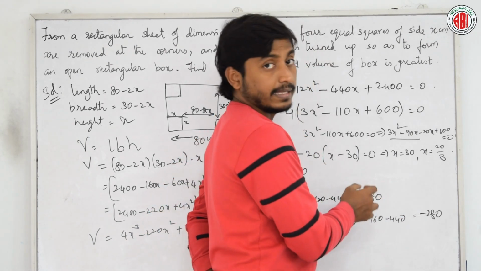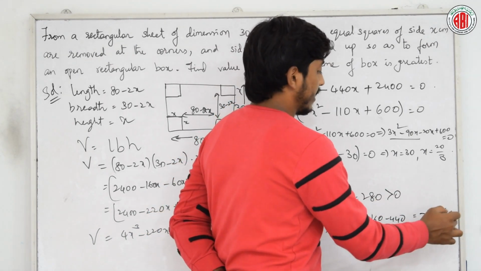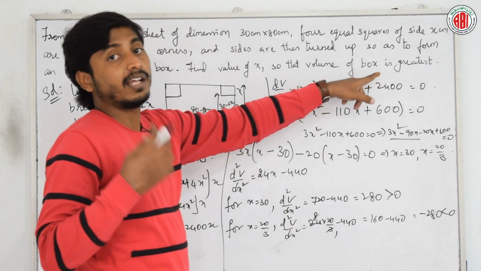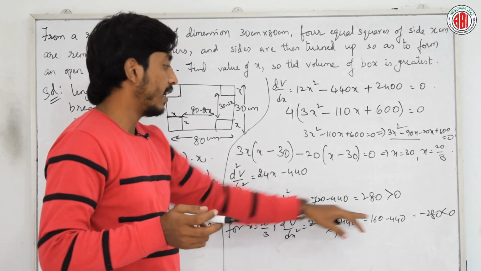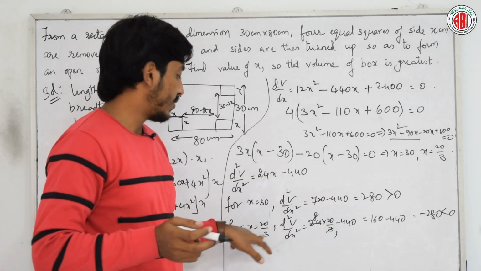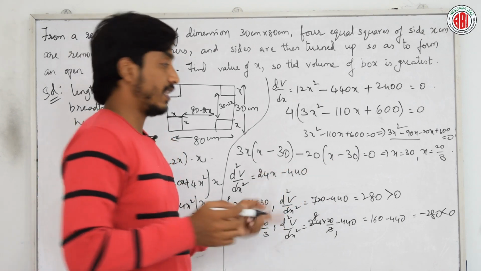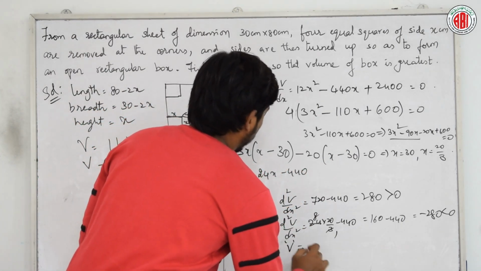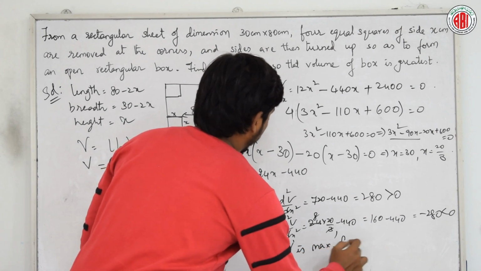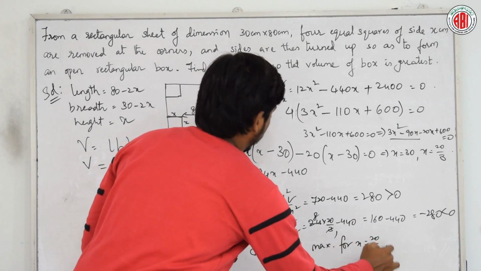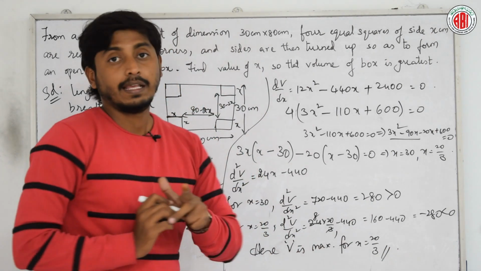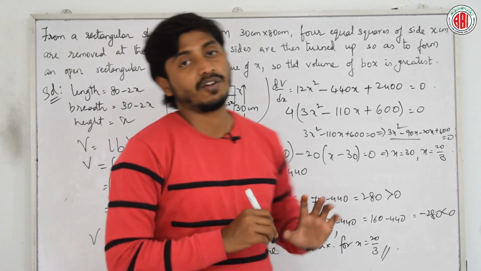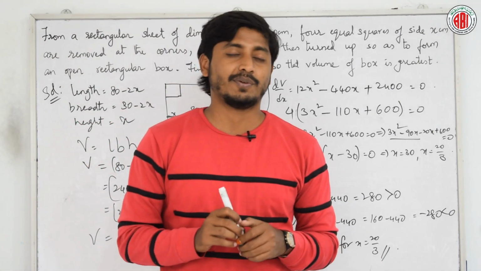Now if you observe, this has a positive value and this has a negative value. He is telling it should be greatest. Greatest means we need a maximum function, which is possible here only for this 20 by 3. I will have a negative value, then only V is maximum. Here V is maximum for x is equal to 20 by 3. You have to understand the question properly and then only we can solve this kind of problems. Clear? Shall we move on to the next problem?